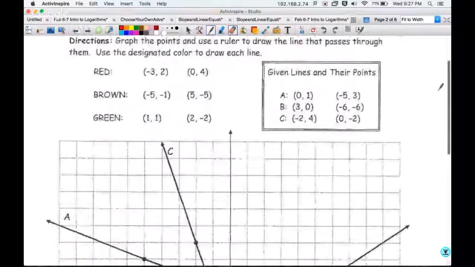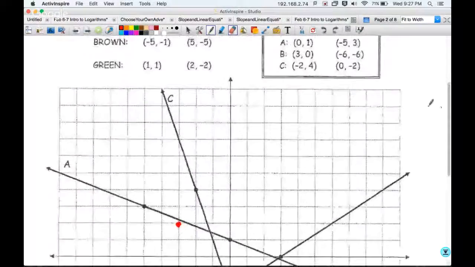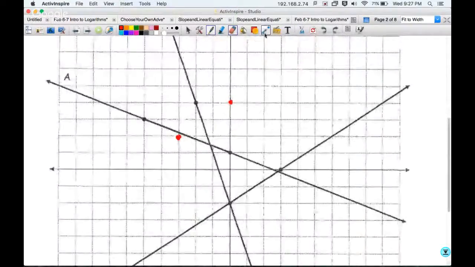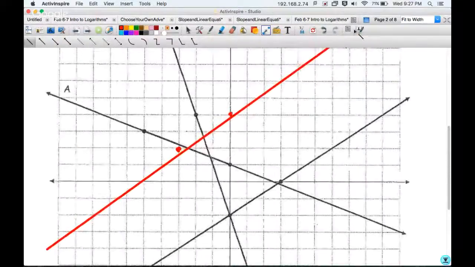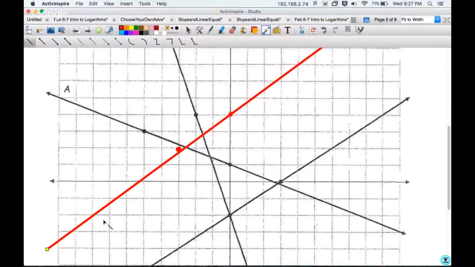The next point is at 0, 4. So I'm going to go to my 0, I'm going to go up 4, 1, 2, 3, 4. 2 points is all you need to make a line, because there's only one line that will go through those 2 points. I'm going to connect these up with a straight line. It's kind of like that.